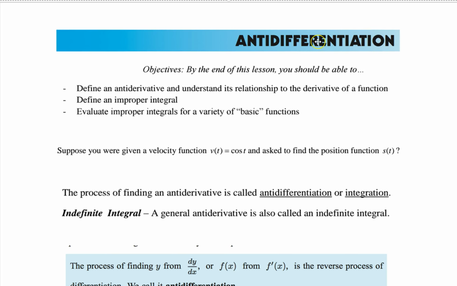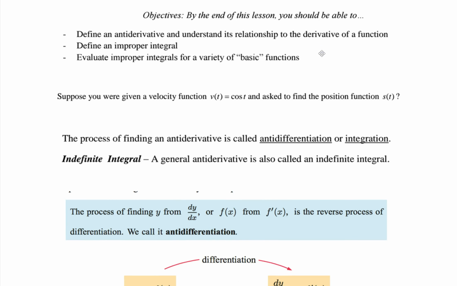Anti-differentiation. Objectives. By the end of this lesson, you should be able to define an antiderivative and understand its relationship to the derivative of a function, and then evaluate improper antiderivatives. Okay, so the whole idea of this is we're going to kind of go backwards from derivatives.